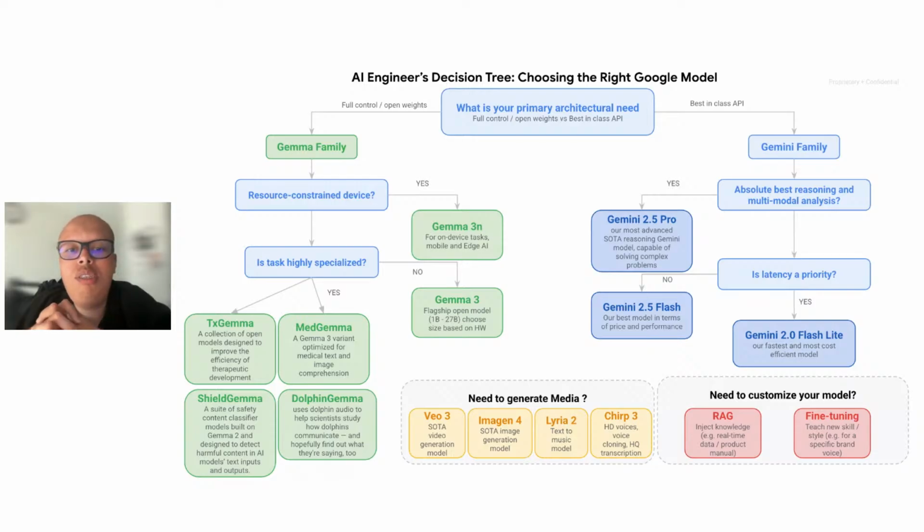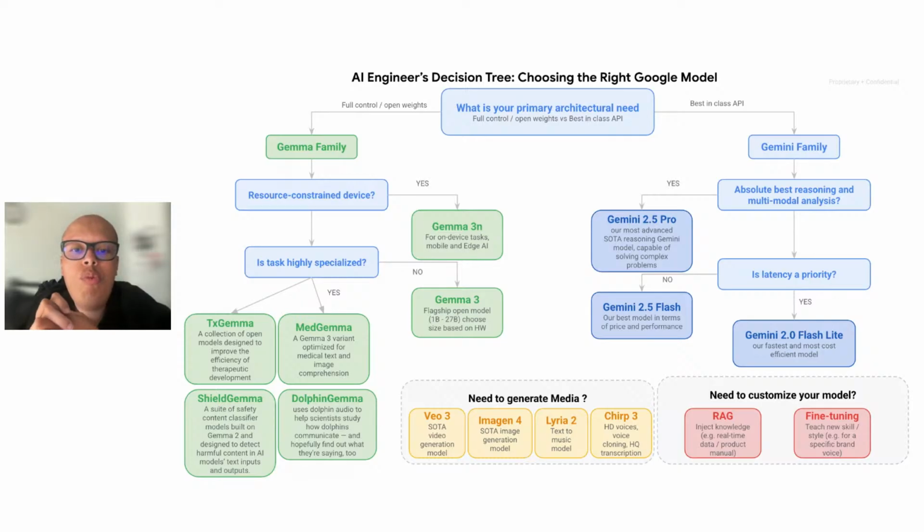If you need to customize the knowledge of your model, and my colleague Ashish is going to dive deeper into that later, you have two ways. So one way is to use RAG. RAG is about injecting knowledge, such as real-time data or product manuals, etc., into your agentic solution.